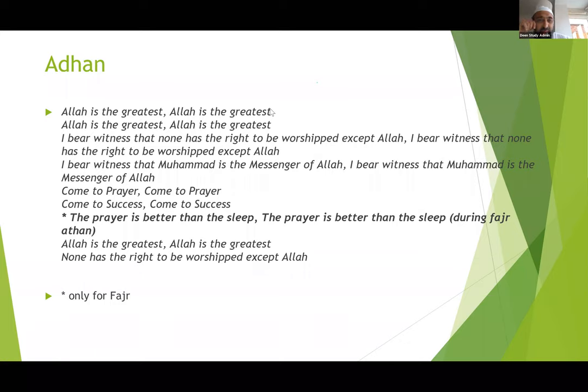You've raised a hand. I'm happy if you just type a message. If you want to type a message, I can see your messages, so that's probably easier. Somebody says, go to wudu. Yeah, fine. So basically, get ready for salah, right? And repeat the words of the azan. So you get ready for salah, you know, the prayers are going to start. You get ready, or you go to the mosque, and very importantly, you repeat the words of the adhan.